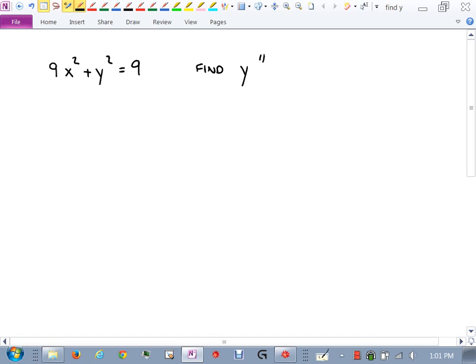y double prime. Is this okay, or do I need to turn the lights down? It's okay? All right, I'm going to shut the door, though.